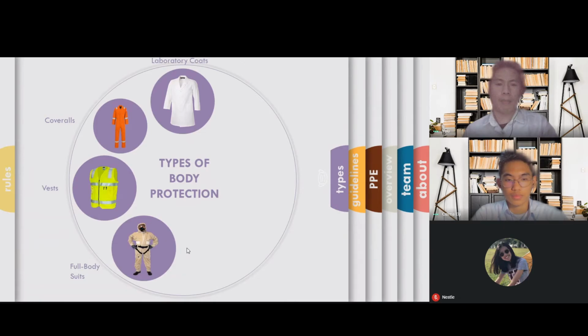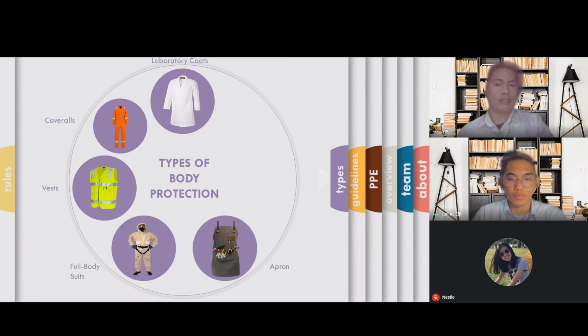For the next type, apron. So ginagamit ito ng tao sa mga nagtatrabaho sa metal workplace. Also, ginagamit rin ito sa hardwares and some electrical workplace.